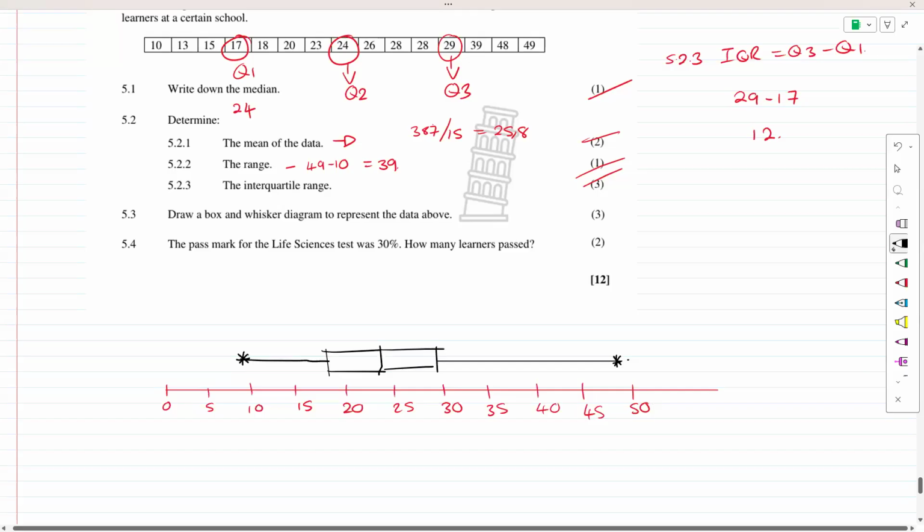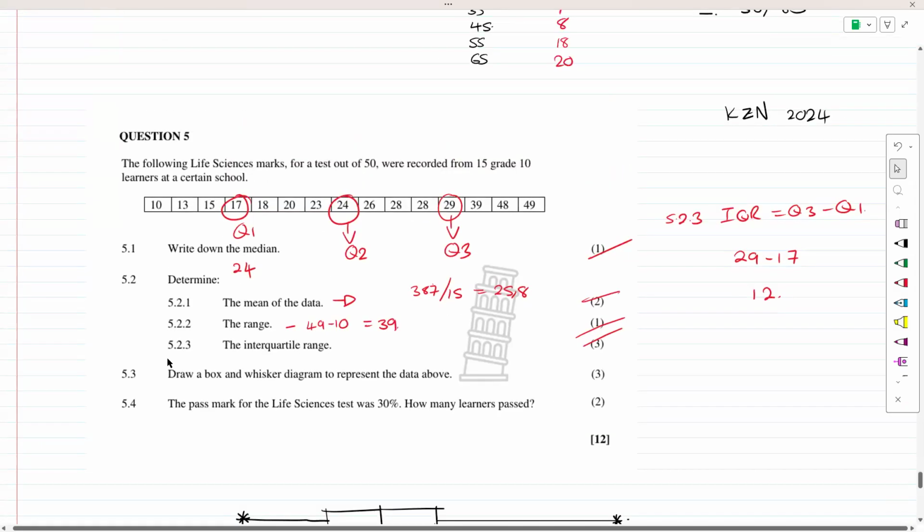The next question is quite simple. The pass mark for life science was 30%. How many learners passed? Guys, there was nothing for you to do here besides go and count who got above 30, which is you. These guys need some life science. These guys need some life science tuition.